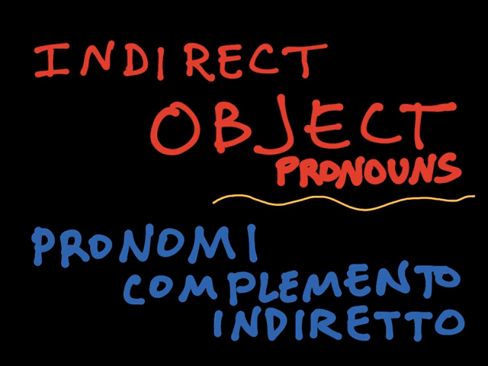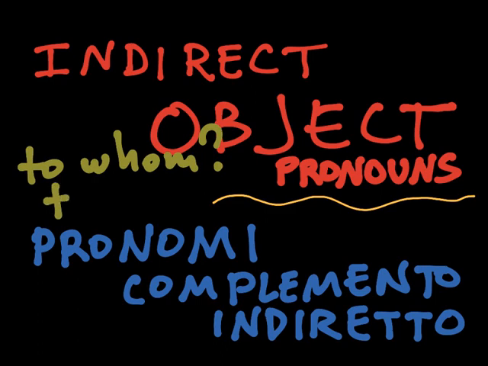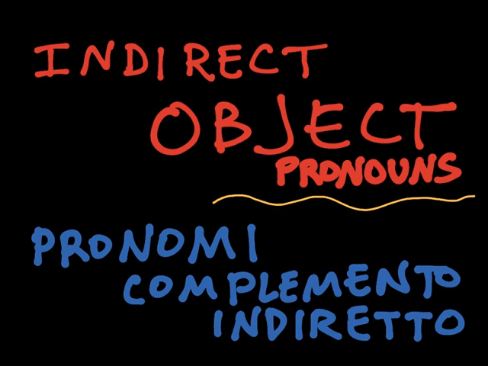Let's see some examples. The most important thing is to remember the indirect object will answer to the question to whom and to what. And that's how you will be able to find it. All right? To whom, to what. For example, I give the book to my friend. I give what? I give the book. It's the direct object. I give the book to whom? To my friend, and it is the indirect.